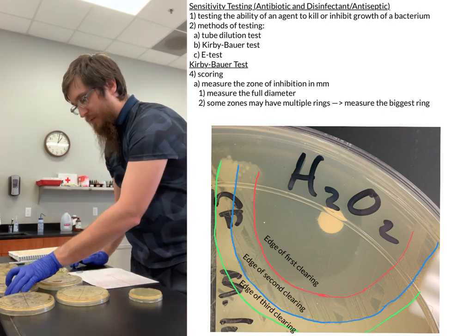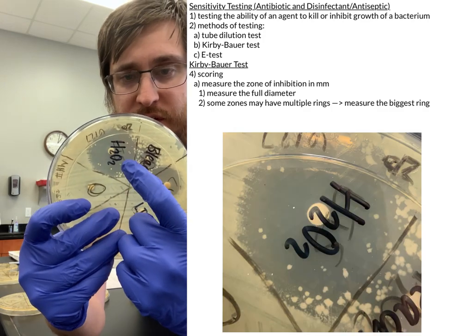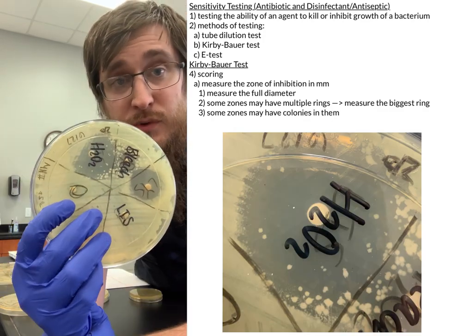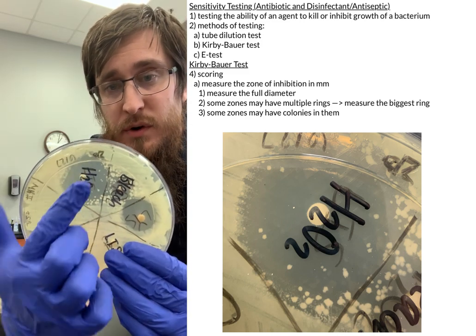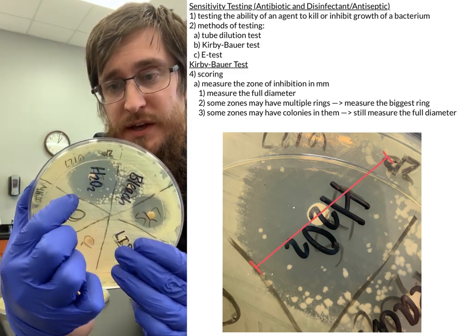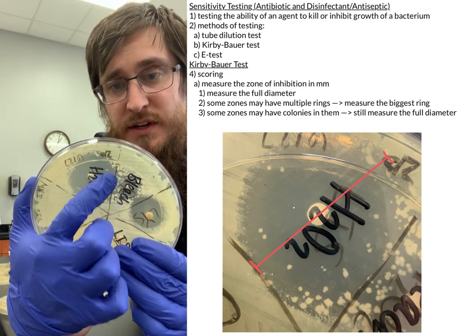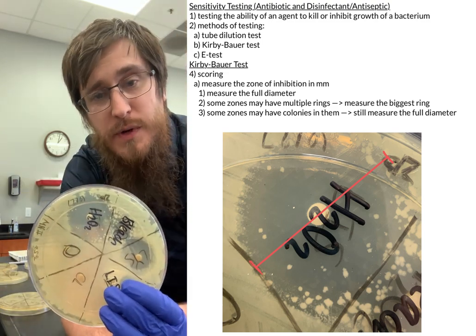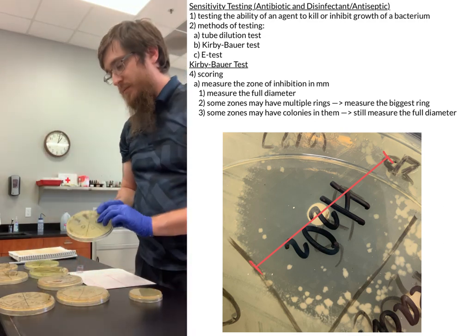Another way it can be tricky is if we have something like this. In this case, we have colonies that are growing inside of the zone of inhibition. We still want to go all the way to the edge whenever we calculate our diameter, so disregard the ones growing on the inside. That's just because the area is becoming weaker and our microbes are becoming more able to live in those environments.